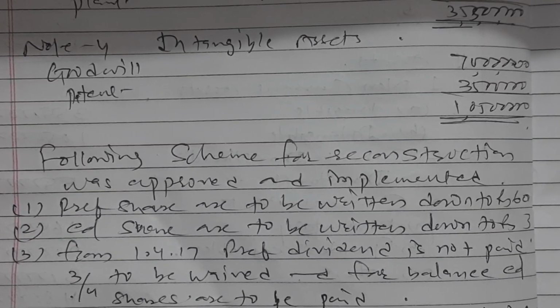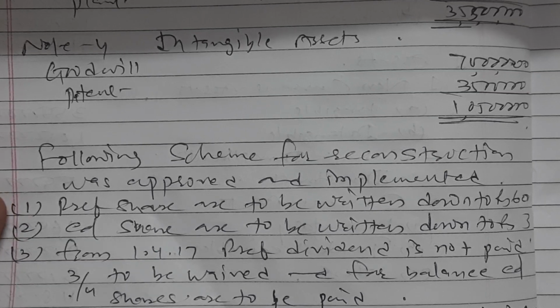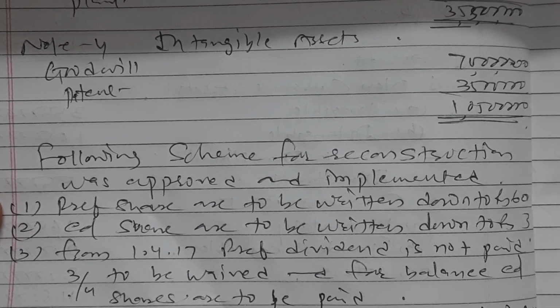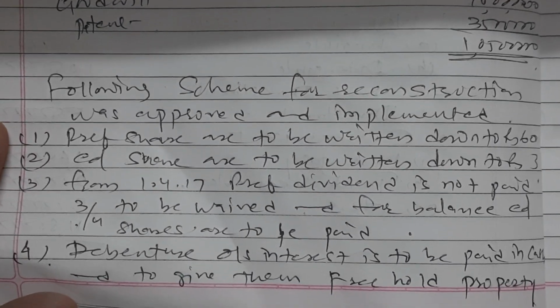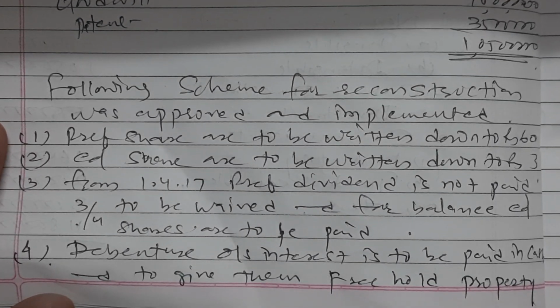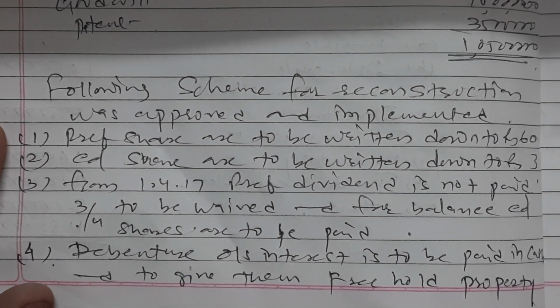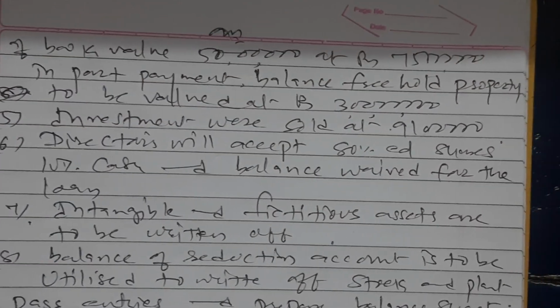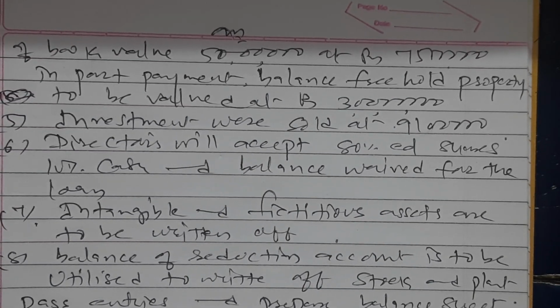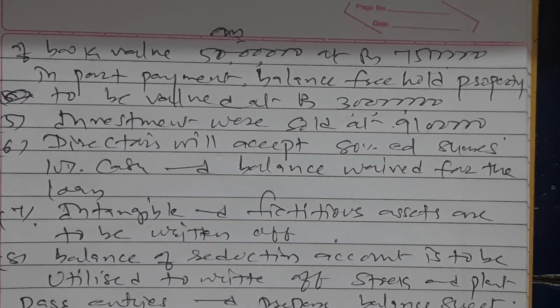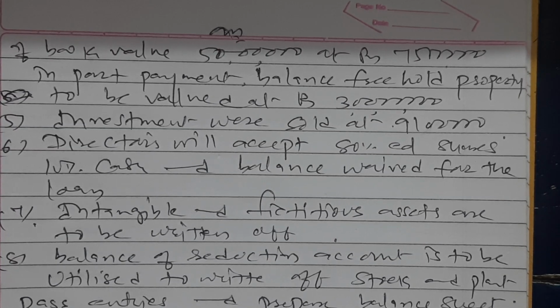Preference shares are to be written down to rupees 60, equity shares are to be written down to rupees 3. Preference dividend is not paid from 1/4/17, 3/4 to be waived, and for the balance, equity shares are to be paid. Debenture outstanding interest is to be paid by cash, and to give them freehold property of book value 50 lakh at 75 lakh in part payment. Balance freehold property to be valued at rupees 3 crore.